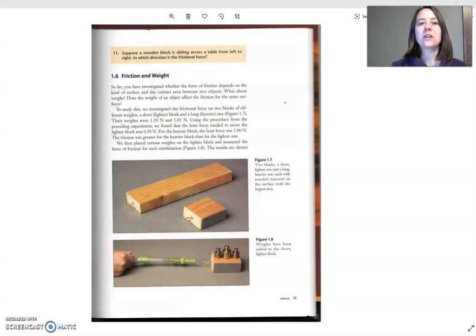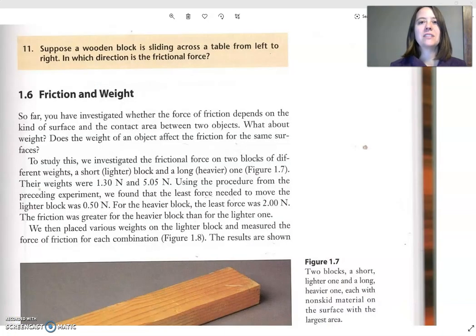Today we're going to be working on 1.6, friction and weight. So please find your force, motion and energy book. We are going to be postponing our 1.4 lab about the magnetic force and our 1.5 lab about sliding friction. So please open up your book to page 13, 1.6, friction and weight. Great, please follow along.